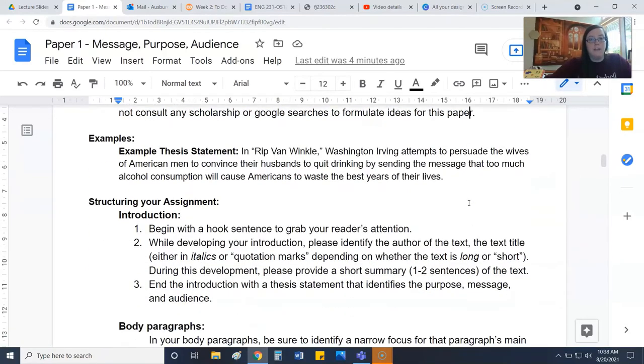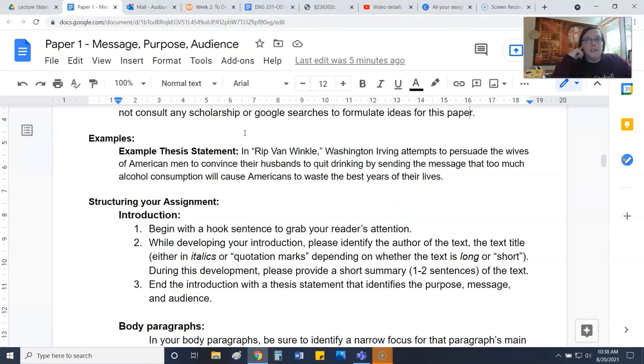That's perfectly fine. An example thesis statement would look something like, in Rip Van Winkle, Washington Irving attempts to persuade the wives of American men to convince their husbands to quit drinking by sending the message that too much alcohol consumption will cause Americans to waste the best years of their lives.